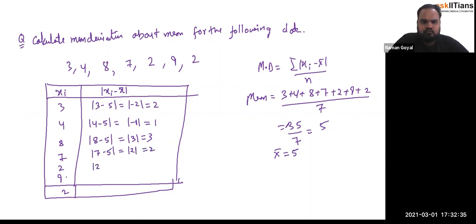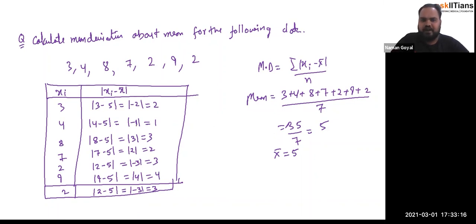Mod of 2 we have already taken, so no problem. Next, 2 minus 5 is mod of minus 3, which is 3, and mod of 9 minus 5 is mod of 4, which is 4, right? And the last one, mod of 2 minus 5, no problem, is mod of minus 3, which is only 3, right? Now this is what we got.